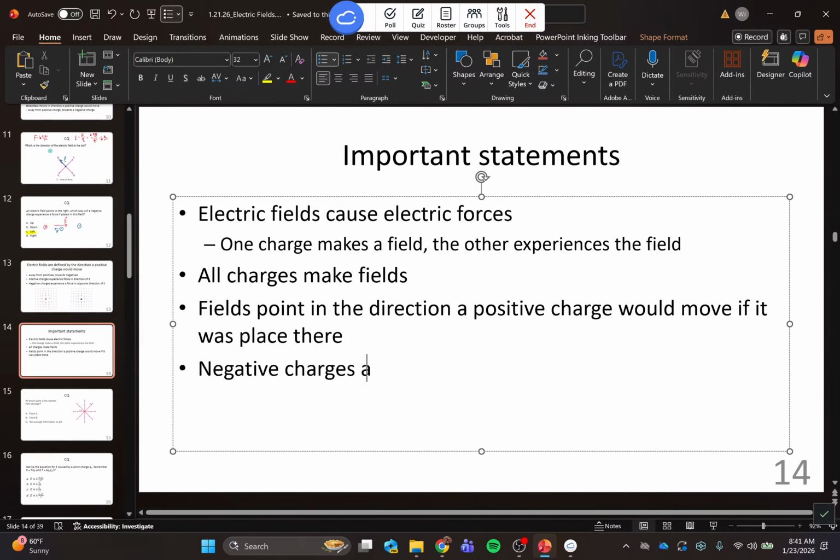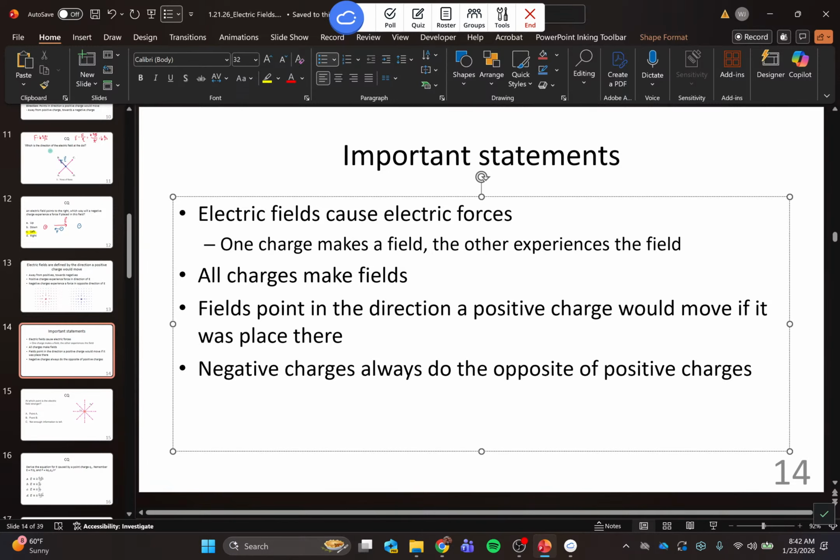Negative charges always do the opposite of positive charges. This is going to continue to be a thing in this class. Whatever a positive charge does, a negative charge does the opposite. Positive charges make fields away from them. Negative charges make fields towards them.